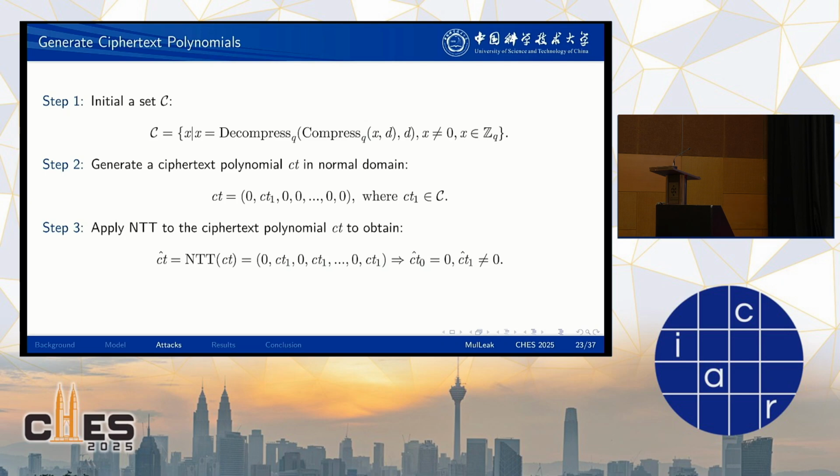Firstly, we initialize a set C, whose elements remain unchanged after applying compress_q and decompress_q functions. Next, we generate a ciphertext polynomial CT in the normal domain. Let the coefficient C21 be the element in set C, and the other coefficients of CT be zeros. Finally, we apply NTT to CT to get CT hat in the NTT domain. Thus, we can see that the odd coefficients of CT hat are CT1, which are not 0, and the even coefficients of CT hat are zeros.